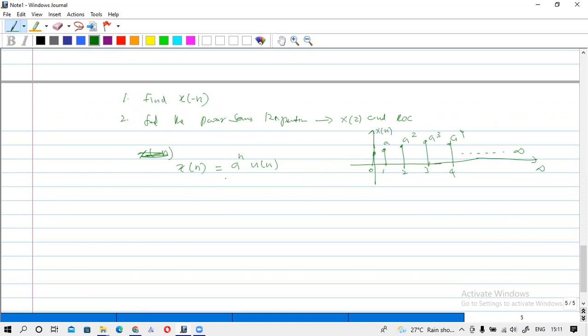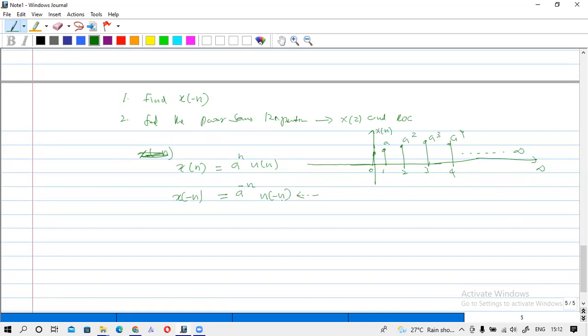Anyone can tell me what will be x minus n? What is the equation for x minus n, and what does the graph look like? I think you can imagine this, but I will tell you. Here x n is given, a to the power n u n. So x minus n means instead of n we have to substitute minus n. So x minus n will be a to the power minus n u minus n, correct? Now we can plot the signal.